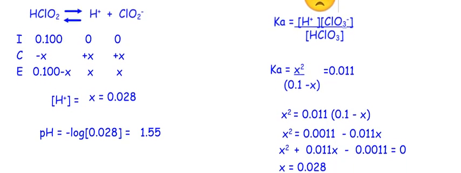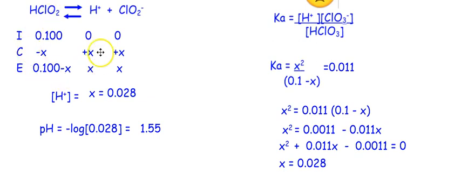All right, so this is what I did. Here's my ice table. Here is my law of mass action. Here is this. I multiply both sides by 0.1 minus x. I distributed it. I combined like terms. I get x equals 0.028. I plug that in. I got a pH of 1.55.